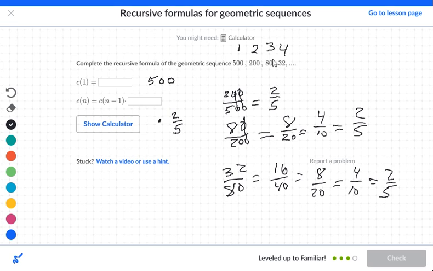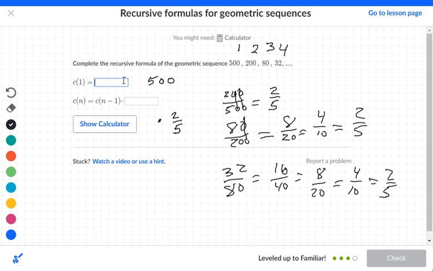And we know it's a fraction because the numbers themselves are going smaller. So let's put a 500 here. Let's put the fraction 2/5 here.